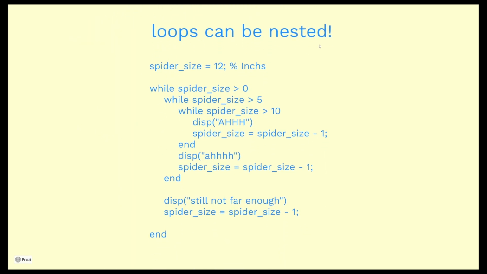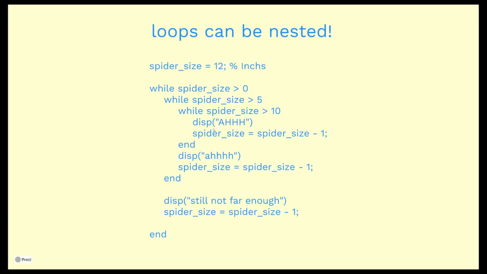Loops can also be nested. So this is a fun example. If we set spider size equal to 12 inches, we can do a while loop and say while spider size is greater than 0, while spider size is greater than 5, while spider size is greater than 10. So we're going to be stuck in this loop until spider size is not greater than 10. We're going to display and then we're going to subtract 1 from spider size because we're running away.